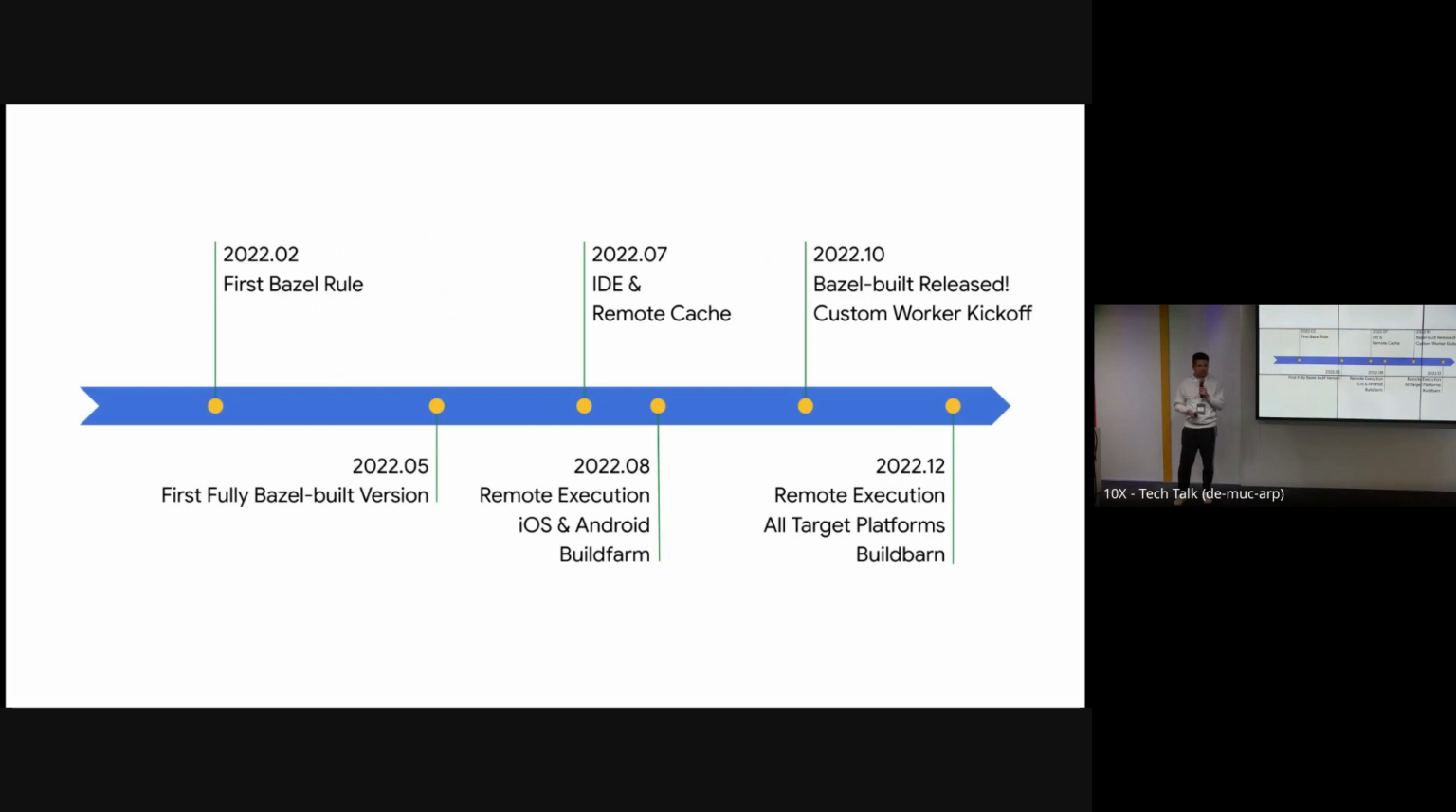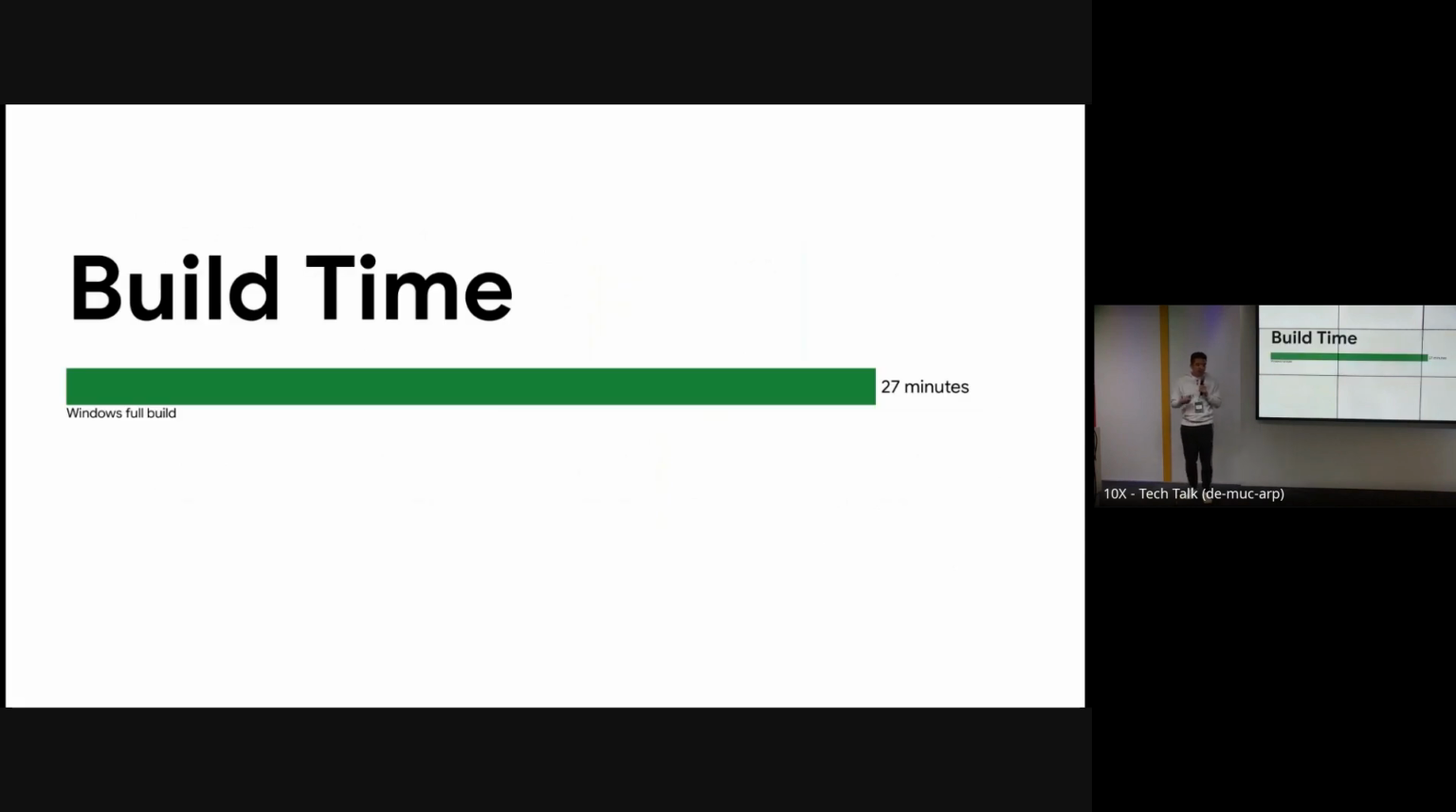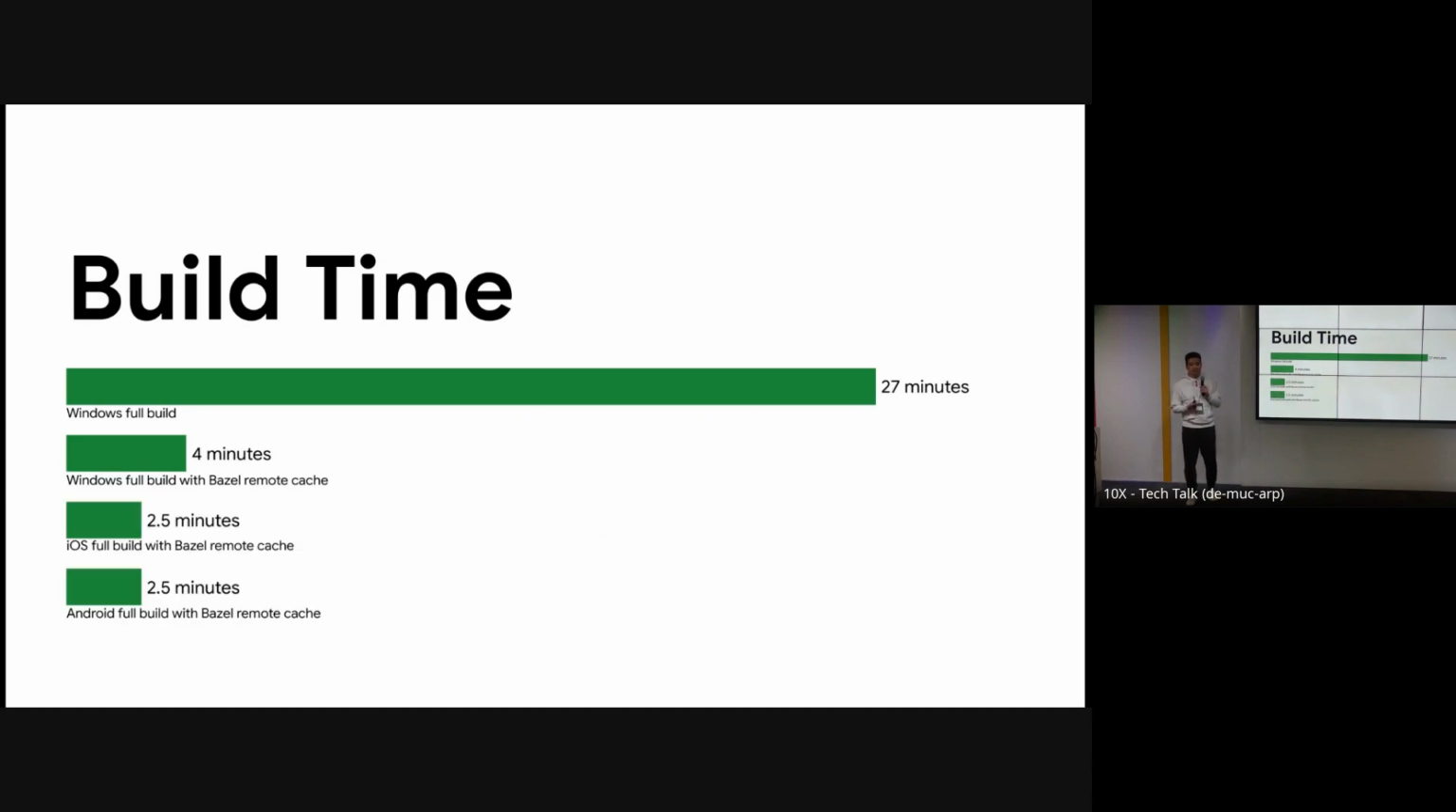After moving to Bazel, the Windows full build time dropped dramatically from 27 minutes to 4 minutes. For iOS and Android, it's even faster at 2.5 minutes. This sounds like an unfair comparison because those builds happened with all the remote cache hitting, but this did save us a lot of development time for real, especially for our CI jobs.